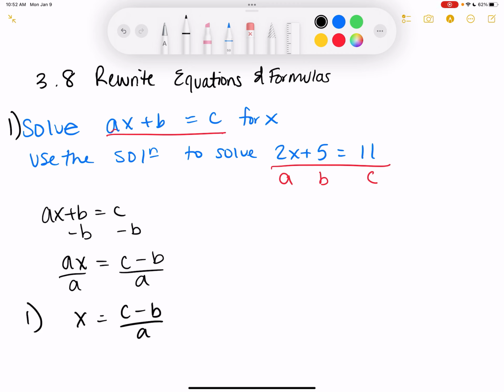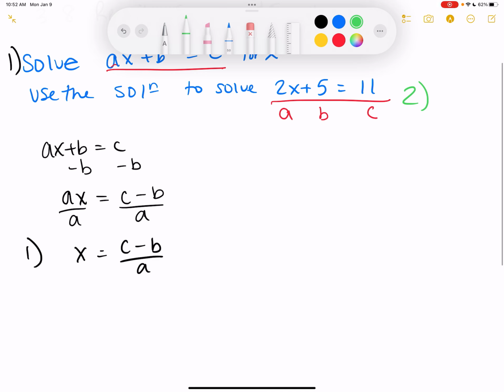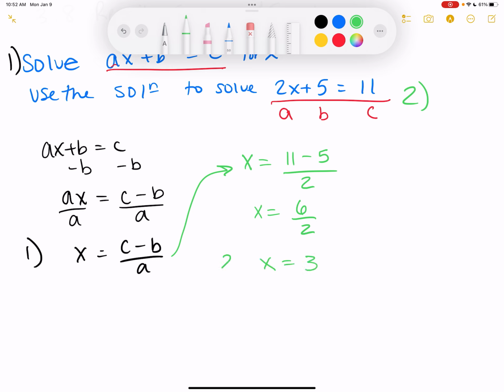Then we use this and these numbers here, and we plug them in. Okay, so part two is to plug them in. So we have x is equal to, c was 11, minus b was 5, divided by a was 2. So we're taking this and plugging in now. So 11 minus 5 is 6, so x is equal to 6 over 2, or x is equal to 3. So this is part two.